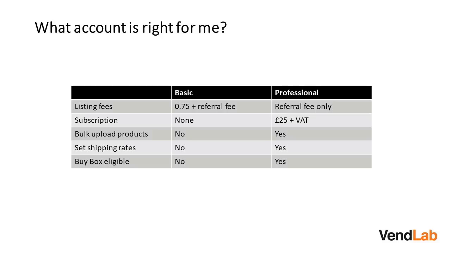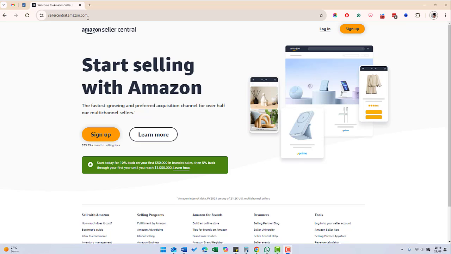Finally, the buy box. Basic level accounts are not eligible for the buy box, only professional level accounts. In summary, if you're going to be selling more than a few tens of items every month, Amazon says 35, you should really opt for the professional level account. Now we understand the different account types, we can look at the process of setting up your account.